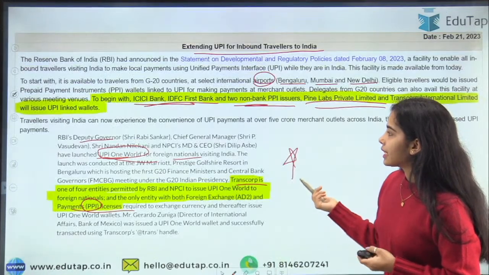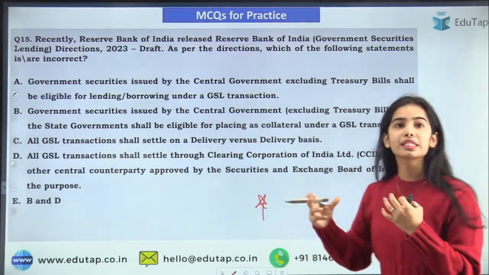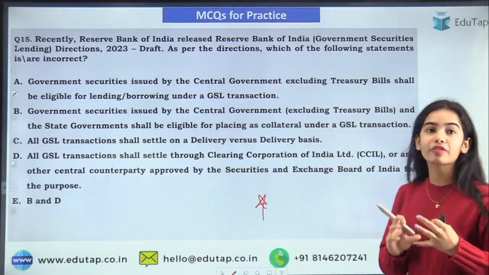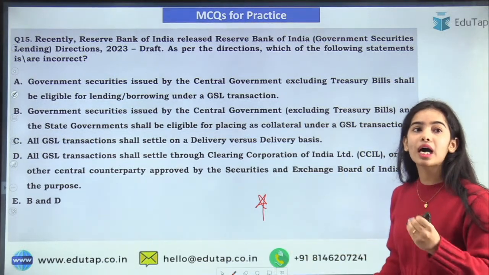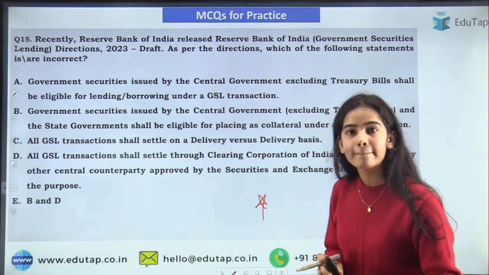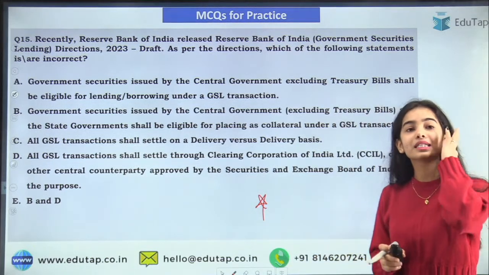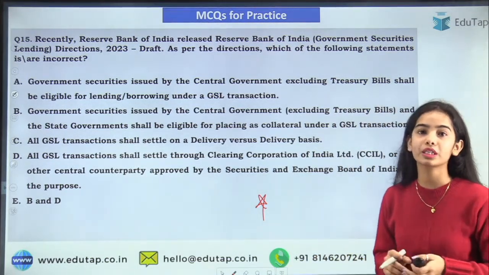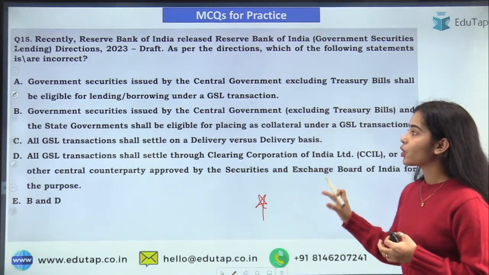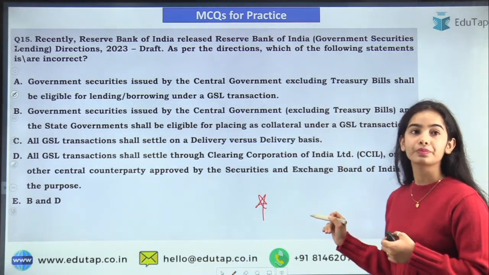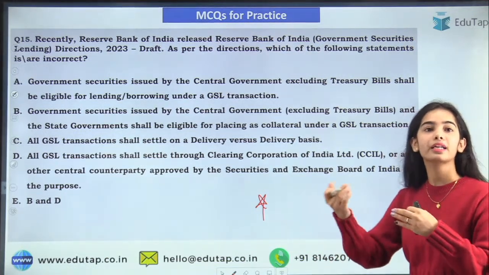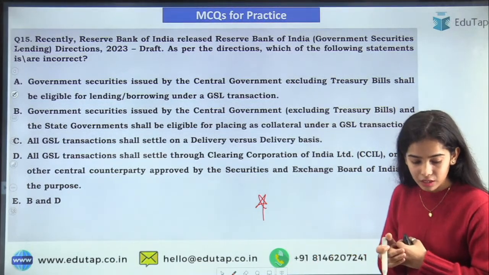So now this is the next question, regarding the government securities lending directions that have been recently released in February 2023. These are the draft guidelines, and which of the following statements is or are incorrect regarding the GSL lending securities? No, these are not the same questions. I have provided you different questions, you can see, okay? So this is the question. I hope you will be able to easily answer these questions. We are doing different questions; I see the questions that we have done prior, and I try to handle different kinds of questions, right?